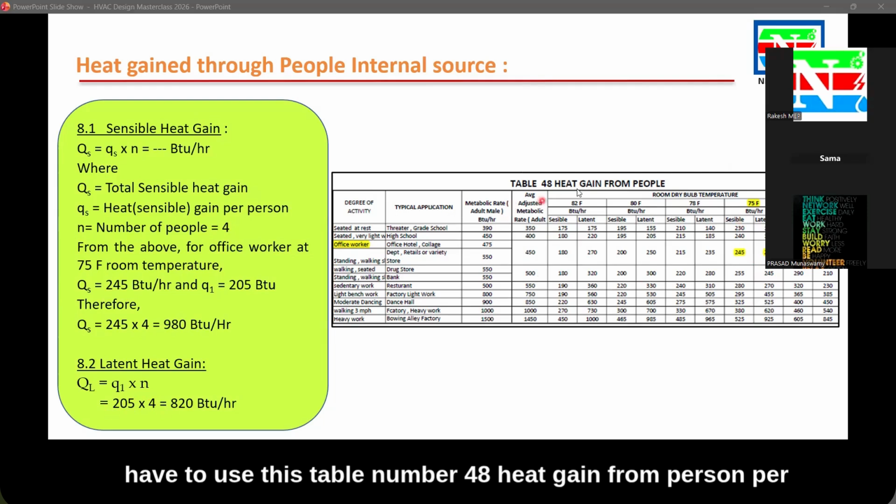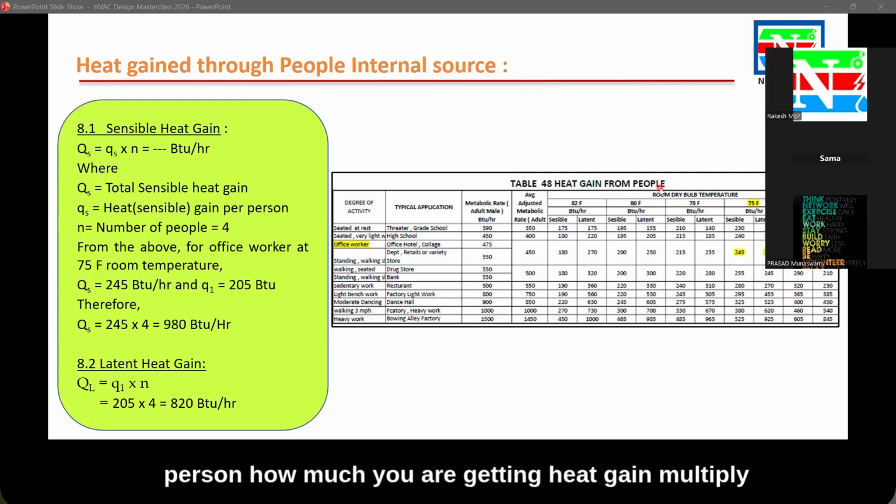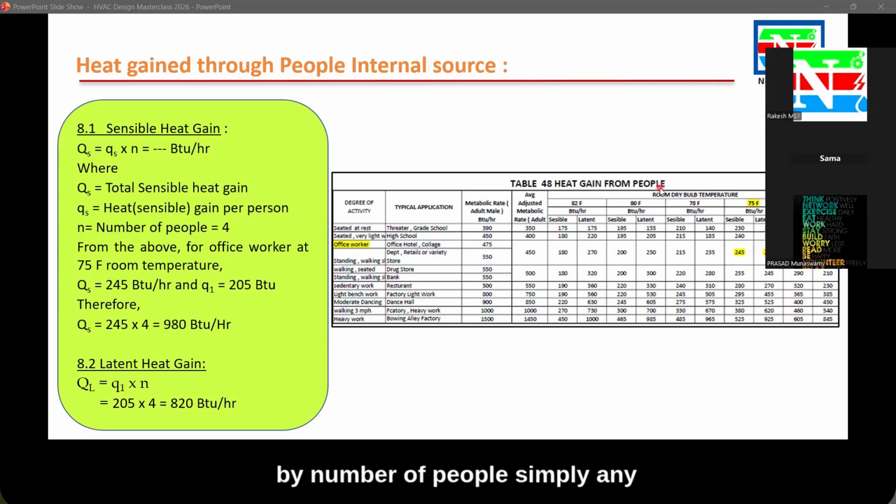We have to use this table, number 48, heat gain from person. Per person, how much heat gain you are getting, multiply by number of people. Simple. Any doubt in this? No, sir.